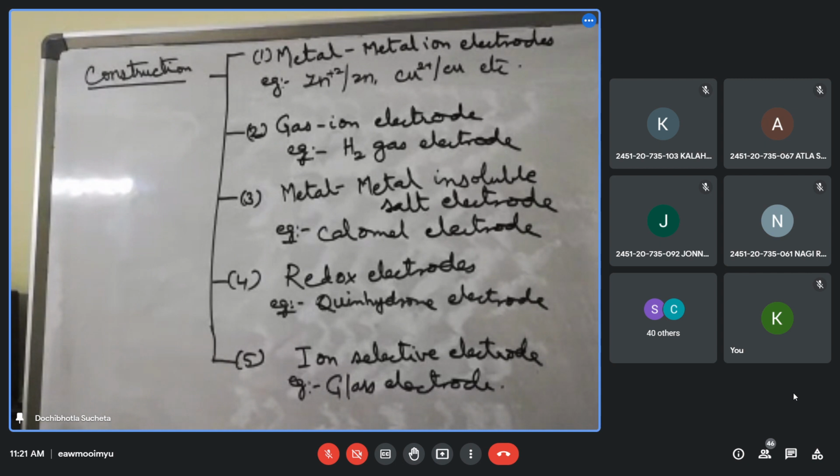Okay, so I've told you electrodes are not only constructed just by dipping metal rods in their own metal ion solutions, but they are also constructed differently. How? Like the gas ion electrode, in which I pump hydrogen gas at 1 atmosphere pressure into a solution containing 1 M concentration of H plus ions. That's how that electrode is constructed. There is one more electrode called the calomel electrode, which is constructed by taking a metal placed in a metal ion solution of an insoluble salt. There are also other electrodes like the quinhydrone electrode, an example of a redox electrode, and the last one is the ion selective electrode. You understand?